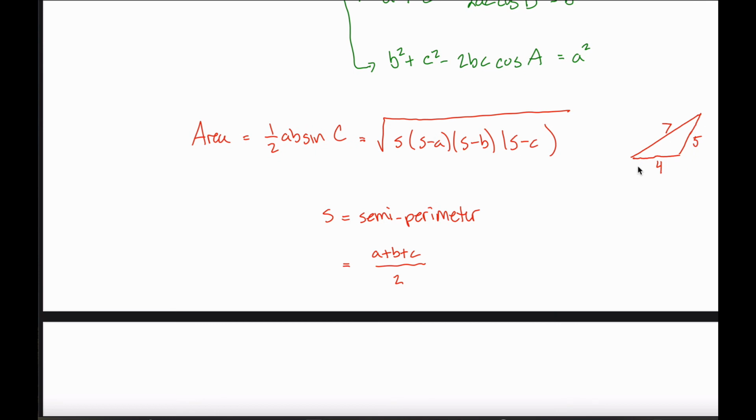So for example, in this triangle here, suppose this side length is 4, this side length is 5, and this side length is 7. We have no other information. We don't know any of the angle measures. You're like, how could I possibly figure out the area? Because my area formula involves one of the angle measures. Well, thanks to Heron's formula, you don't need it.